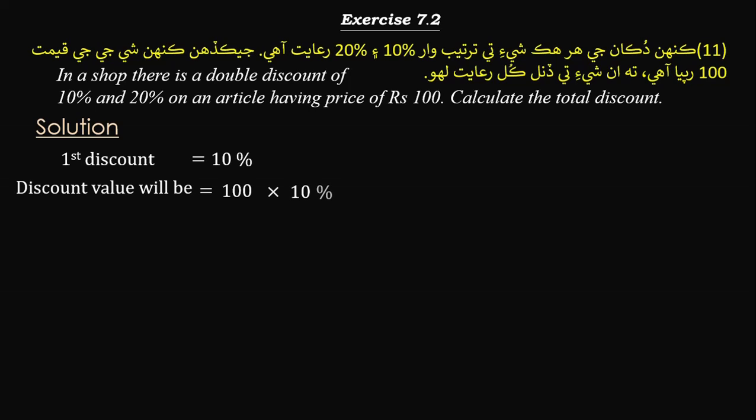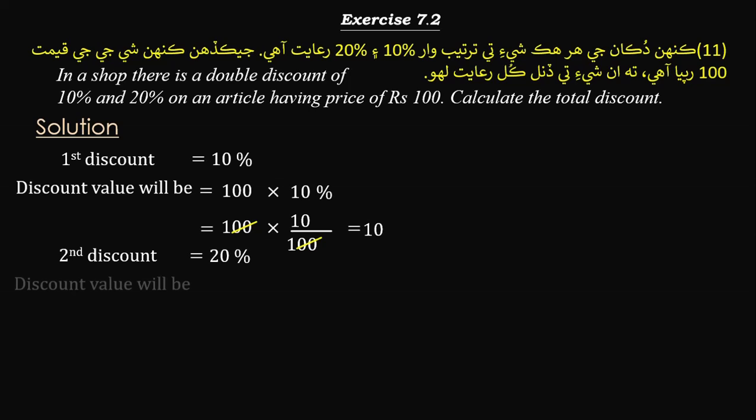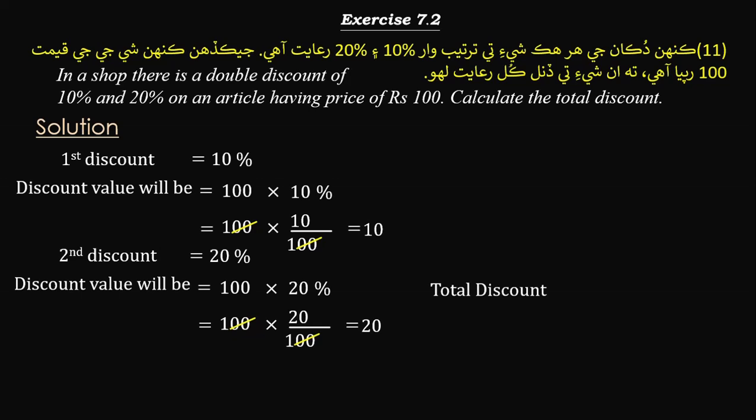You have to find the discount value. So find the discount value by removing the percentage sign. The discount value is 10. Second discount is 20%. The discount value will be 100 into 20%. Now you will find the discount value similarly as we did before. So the discount value is 10 plus 20 is equal to 30. So the discount value is 30 rupees.